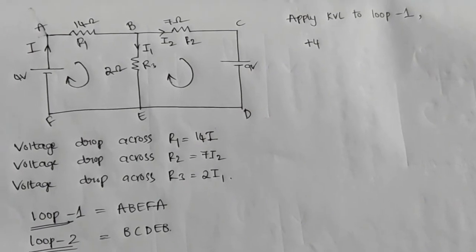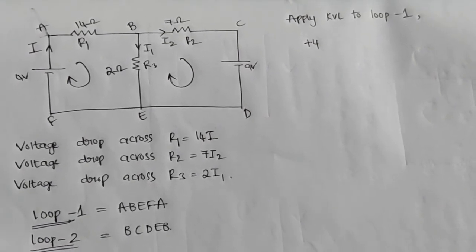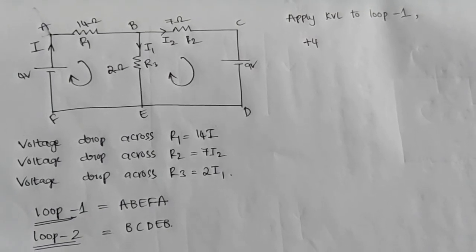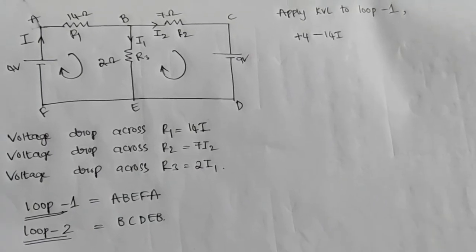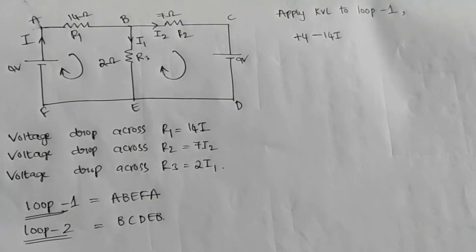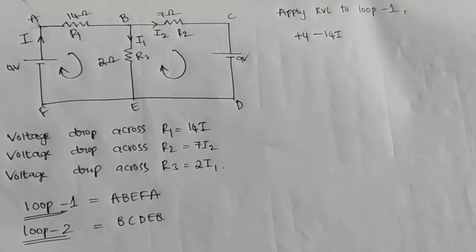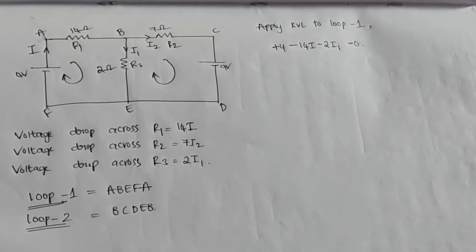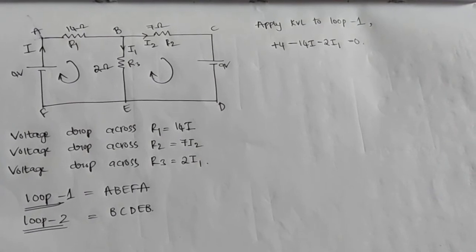Therefore, in the equation first we write plus 4. Now the voltage drop across R1 is 14I. As it is in the same direction as the movement, the current term is taken as minus 14I. Then the voltage drop across R3 is 2I1, and it is in the same direction of movement, so it is taken as minus 2I1. As per Kirchhoff voltage law, the algebraic sum of voltages is 0. So plus 4 minus 14I minus 2I1 equals 0.